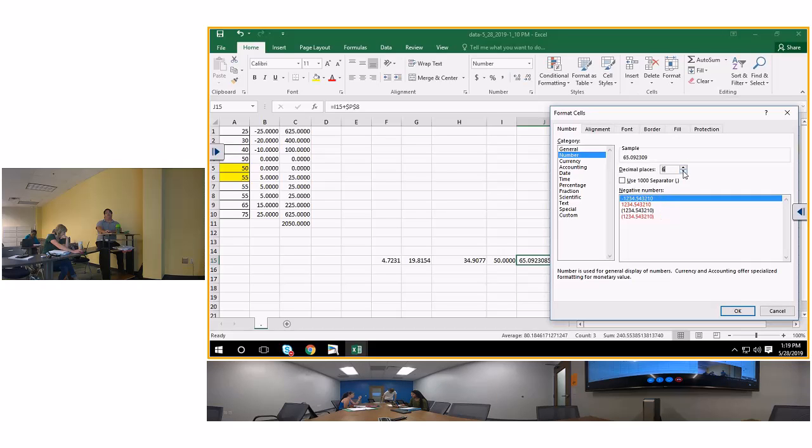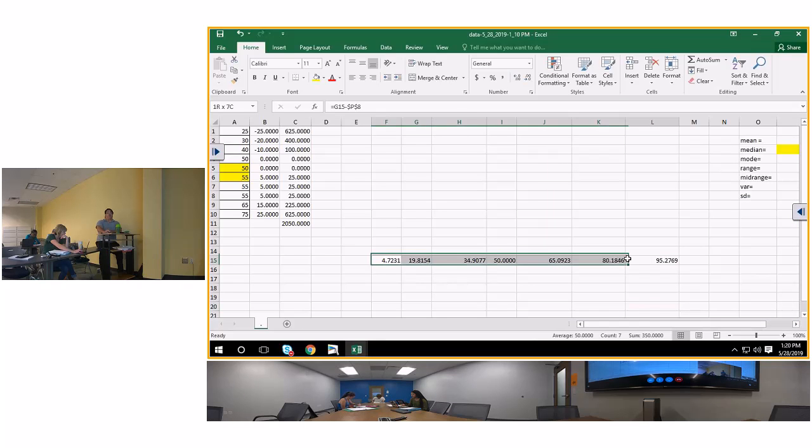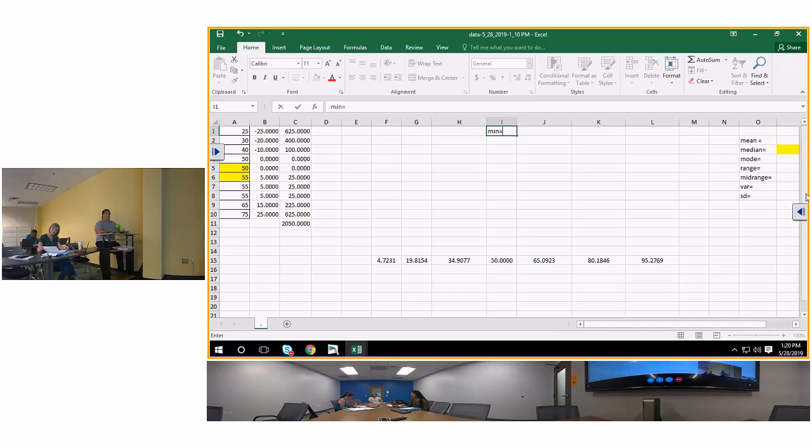Okay, now let's do the 5-number summary. So there's your normal distribution. And now we're going to do our 5-number summary. So our five-number summary consists of what? The min, the median, and the what? The max. And then the first quartile and the third quartile. Remember, what's the second quartile? Second quartile is the median.